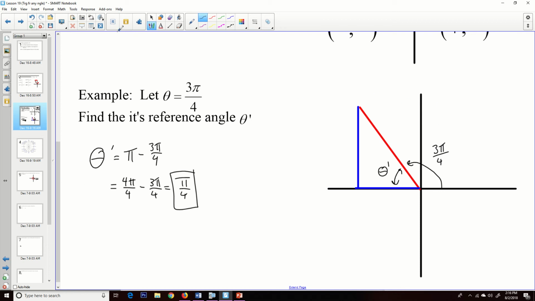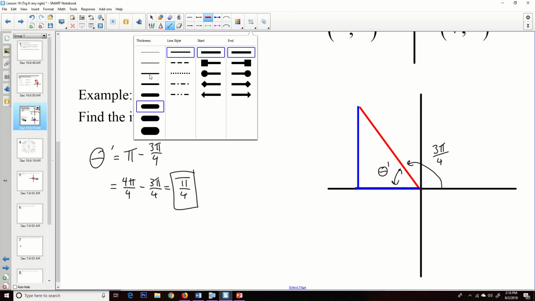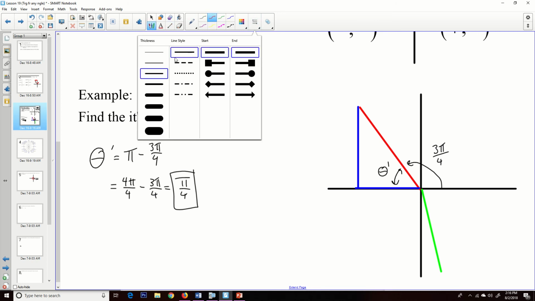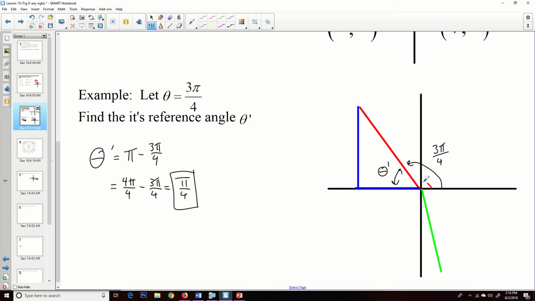So just as another quick example, let's change this up just a little bit. Make it another line here. Let's make it green. Let's say I did this angle right here and we came around with a red line, make that a little smaller. We came around to here and we said theta was 5 pi over 3. It's that value right there. What is the reference angle?